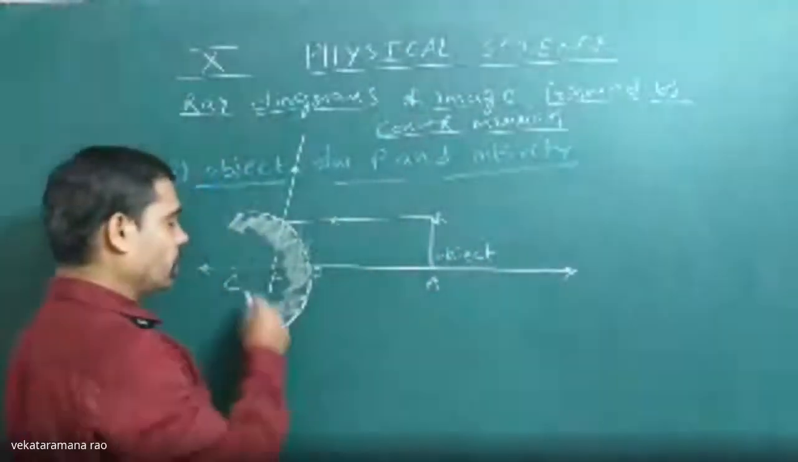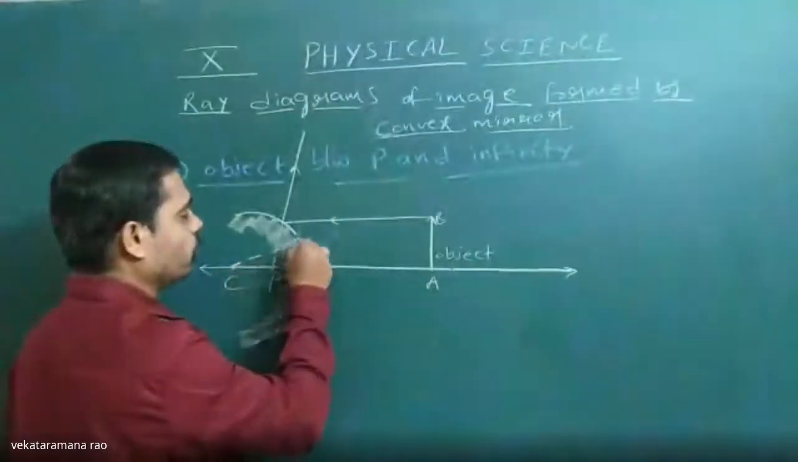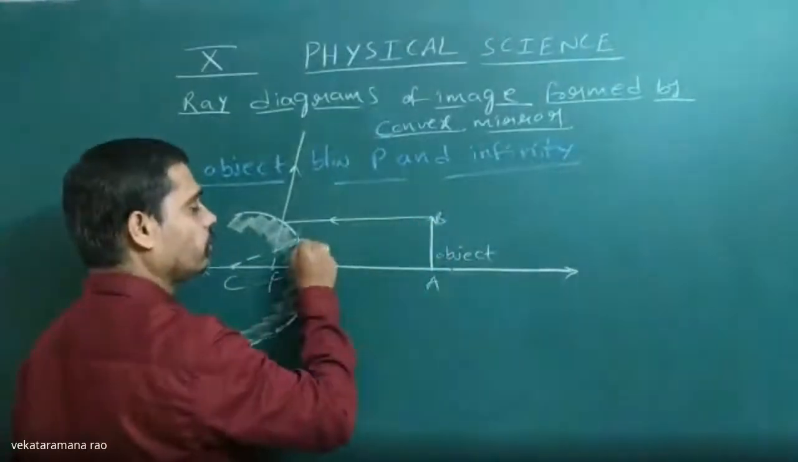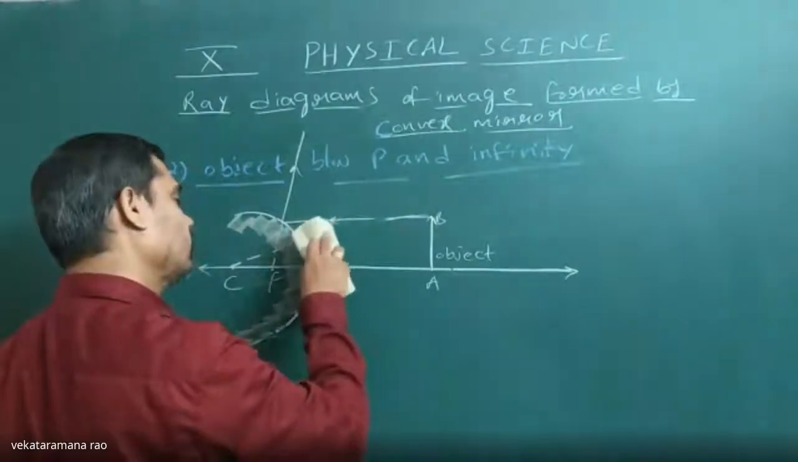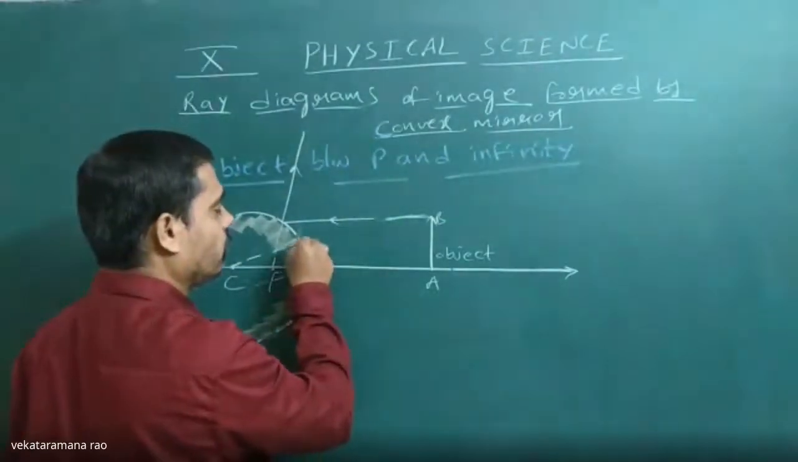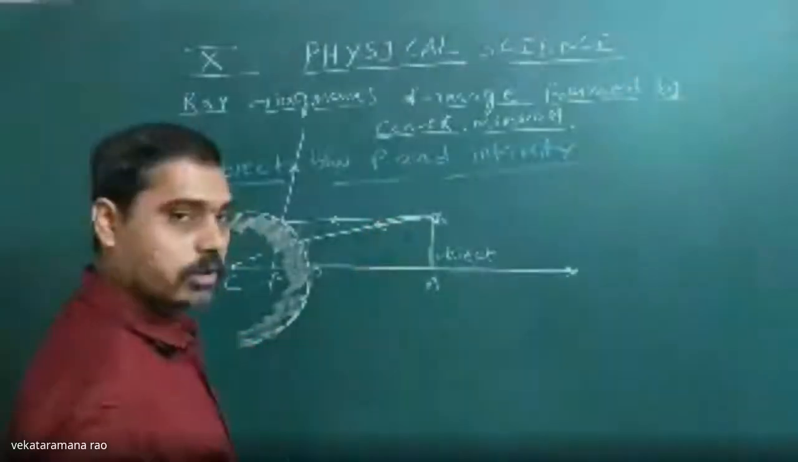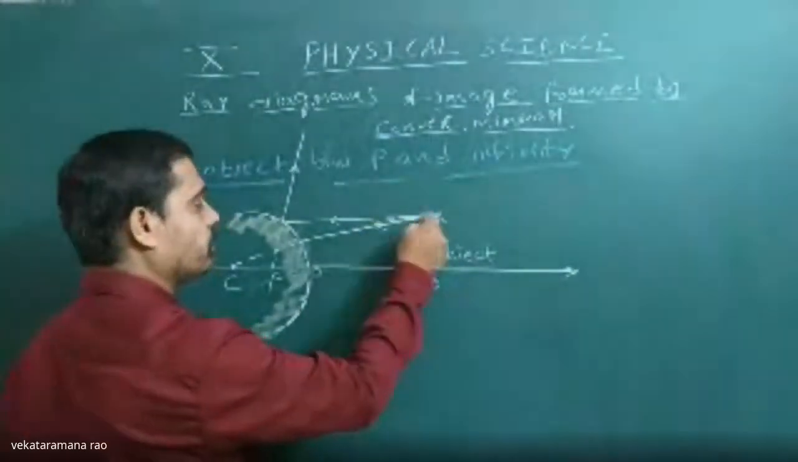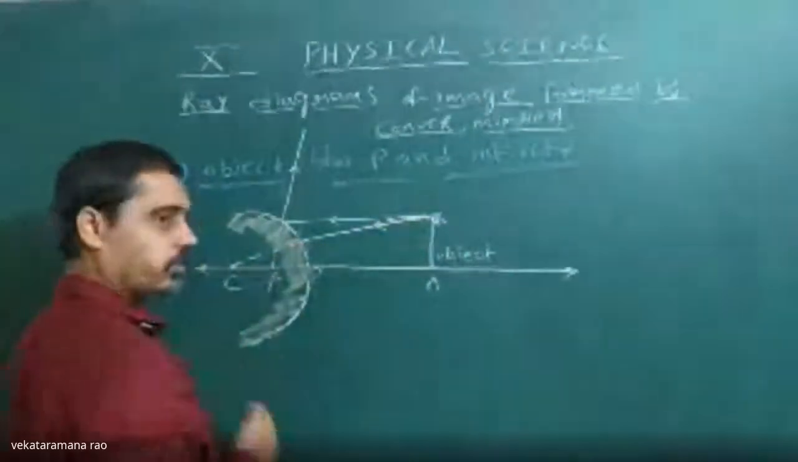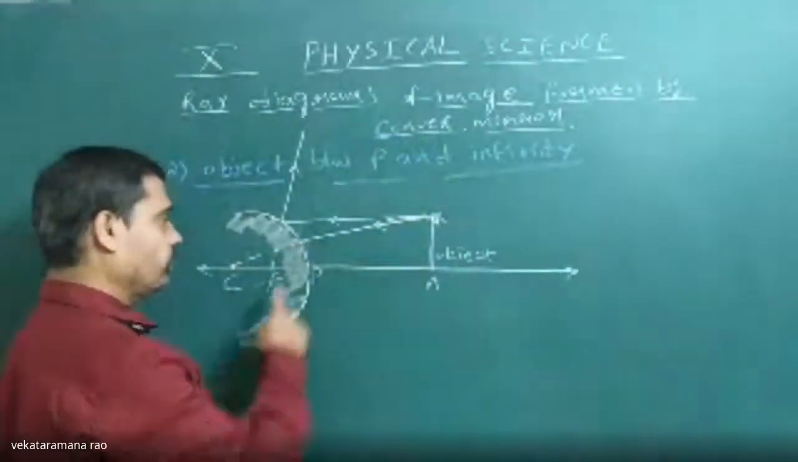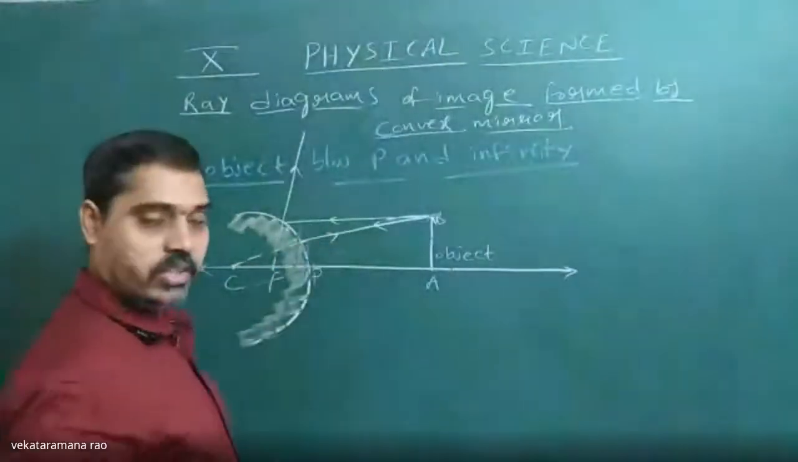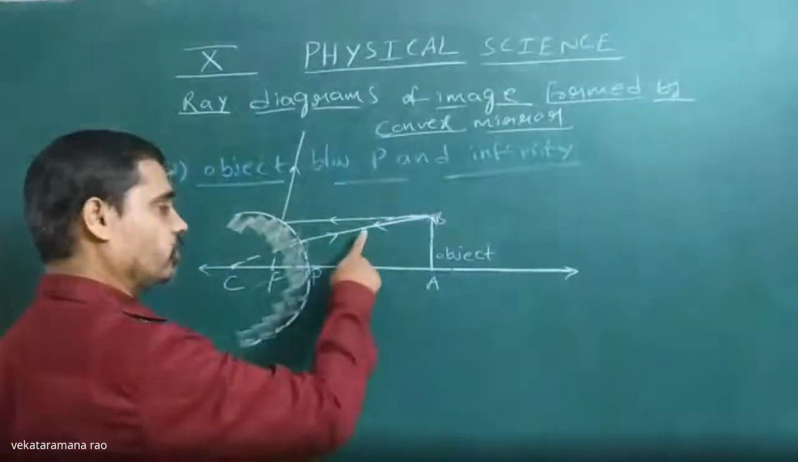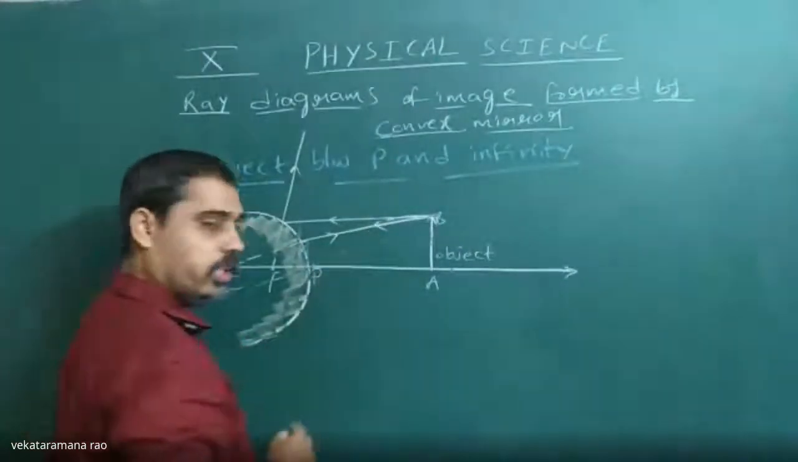Now, let me draw one more incident ray which appears to be passing through the center of curvature. So the incident ray appears to be passing through the center of curvature. Then we know that whenever any ray appears to be passing through the center of curvature, it retraces its path. That means it is only the incident ray and it is only the reflected ray.